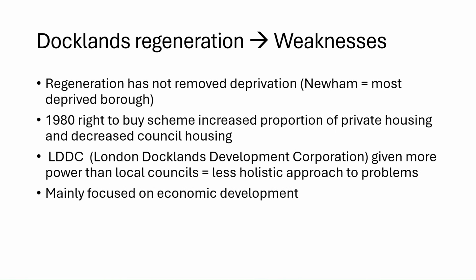They actually started to polarize differences even more by reducing council housing, and the organization responsible for the regeneration project, the LDDC, the London Docklands Development Corporation, was given more power than local councils. So you can see here, guys, if the corporation responsible for regeneration was given more power, that leads to less consultation with local councils to create sustainable developments, and the development was less holistic. And again, what does this mean? It means that the most deprived people aren't actually benefiting from the increased economic growth. Another one would be that this whole scheme was focused on economic development and basically nothing else. There wasn't much environmental regeneration or social regeneration going on.